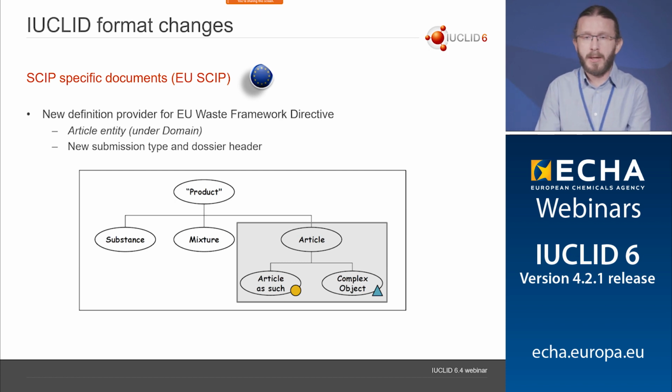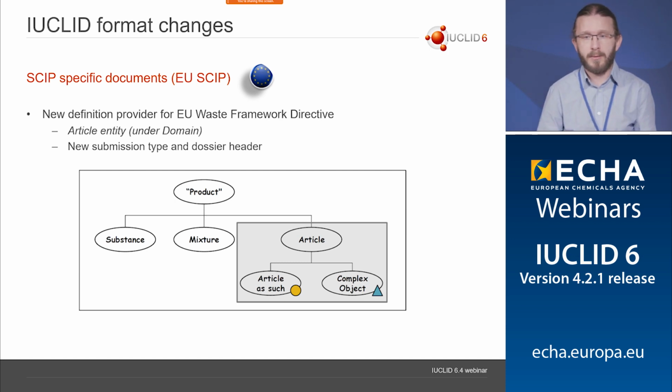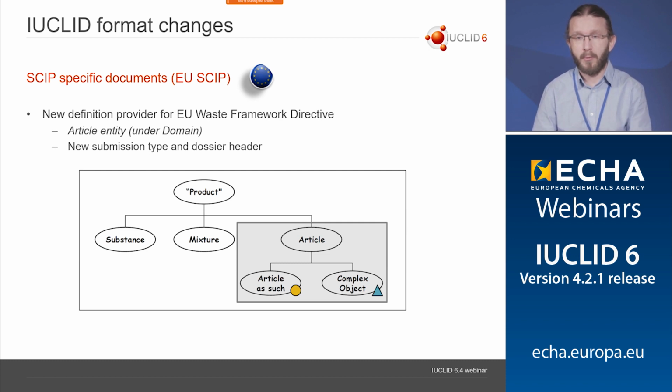As I said previously, we have updated the format of Euclid in order to prepare for the future database on articles containing substances of concern. This is a change that you cannot see yet in Euclid, but it will be visible in the user interface in the coming months. We have also prepared a new submission type and dossier header to prepare notifications to this future database. But again, these changes are not visible to users. We did only the preparatory work at the format level of Euclid.